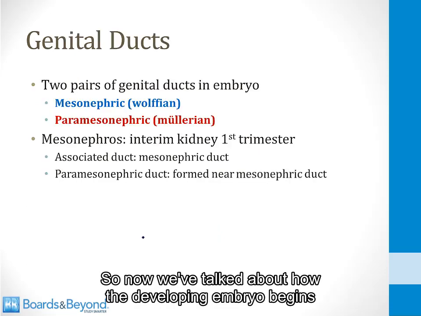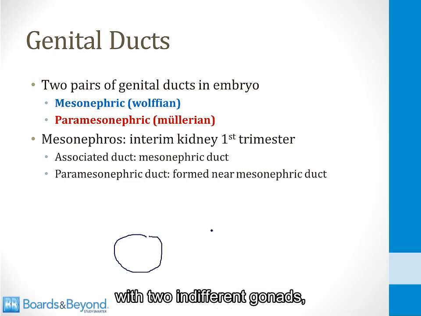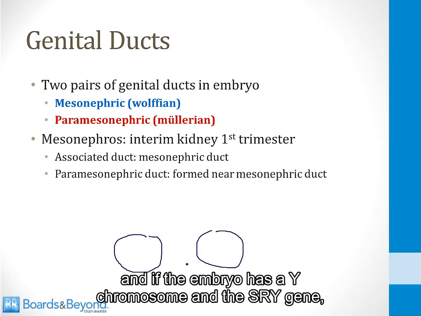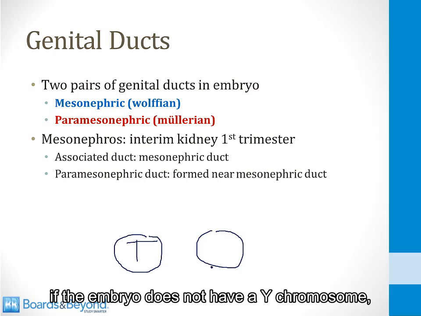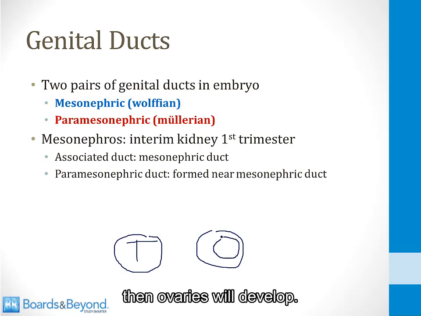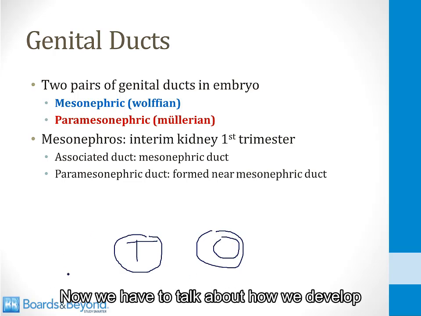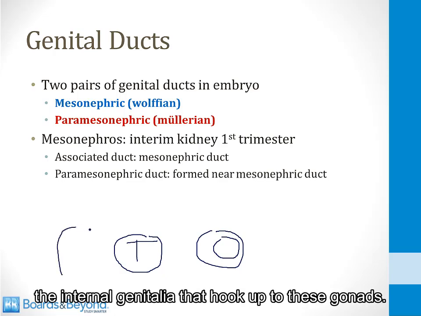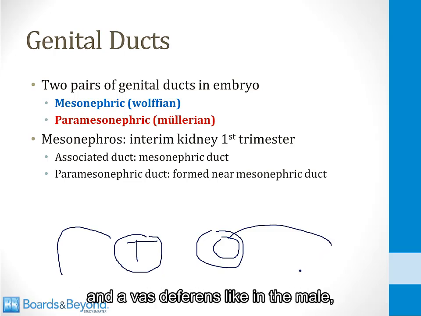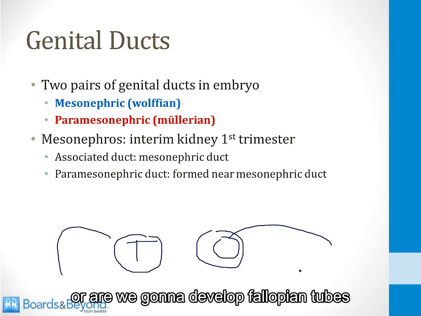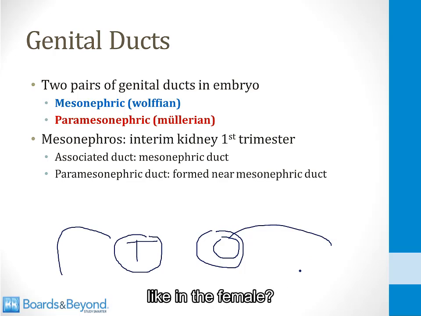So now we've talked about how the developing embryo begins with two indifferent gonads, and if the embryo has a Y chromosome and the SRY gene, then testes will develop. If the embryo does not have a Y chromosome, then ovaries will develop. Now we have to talk about how we develop the internal genitalia that hook up to these gonads. Are we going to develop an epididymis and a vas deferens like in the male, or are we going to develop fallopian tubes like in the female?